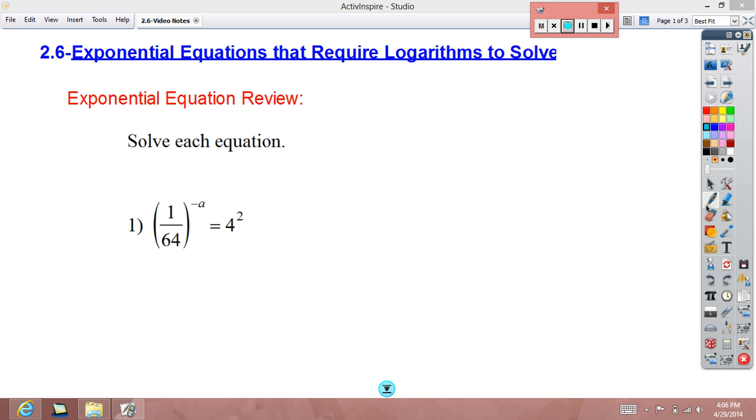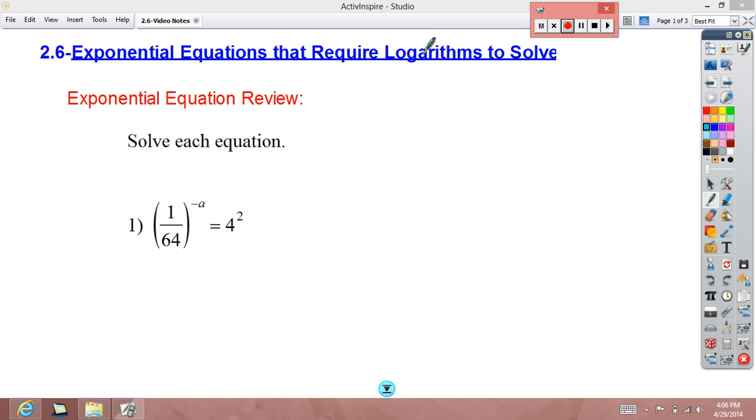Hello, 2.6, here we go. Exponential equations that require logarithms to solve. And in 2.2, we already did exponential equations, okay? So these are exponential equations that you have to use logarithms with.